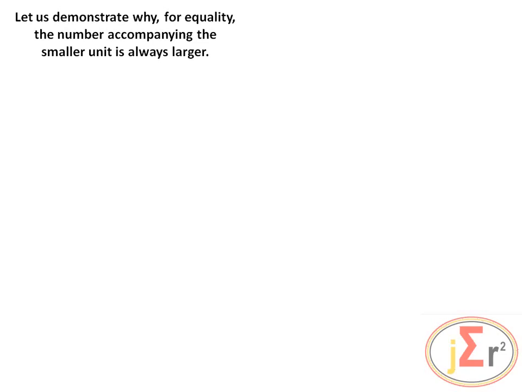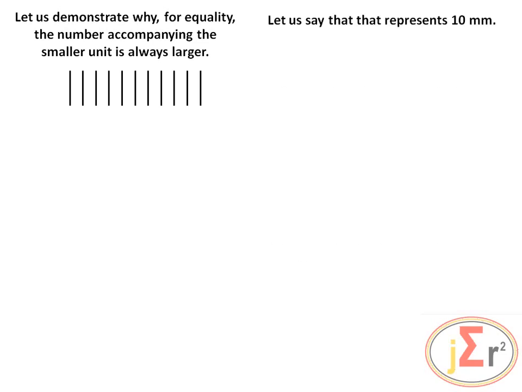But we promised that we'll give a visual explanation of why, for equality, the number accompanying the smaller unit is always larger. So let us demonstrate why. Now, what do we have there? Let us say that that represents 10 millimeters. We know that 10 millimeters is also equal to 1 centimeter. So there is our 1 centimeter.